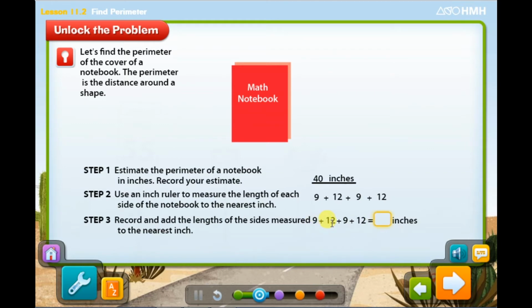9 plus 12 is 21. Plus 9 is 30. 30 plus 12 gives you 42. So if you add all the sides together, it will give you 42 inches. So the perimeter of the notebook cover measured to the nearest inch is 42 inches. The estimate, 40 inches, is close but less than the actual measurement, 42 inches.